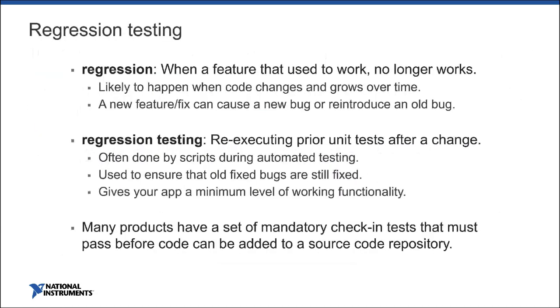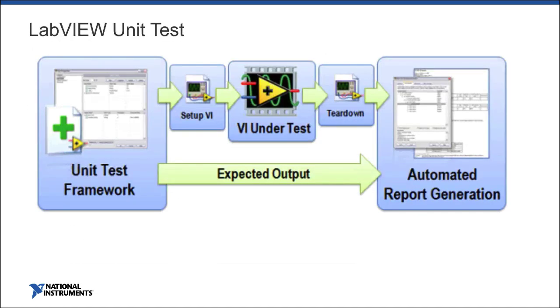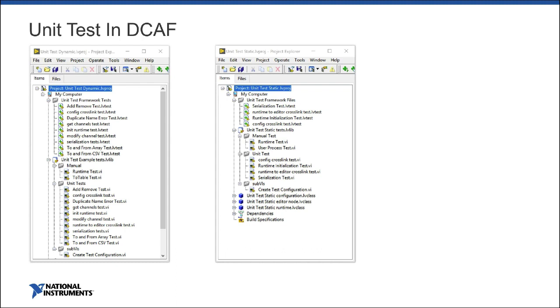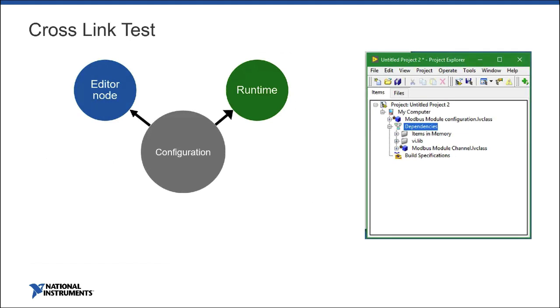Now that I've talked a little bit about the things we have in DCAF, why we are doing unit testing, and how it's being useful, I will go into a couple of unit tests that I find really interesting and that have made a big difference for us. So who here has had problems with cross-linking? Okay, if you haven't raised your hand, are you sure you're programming?